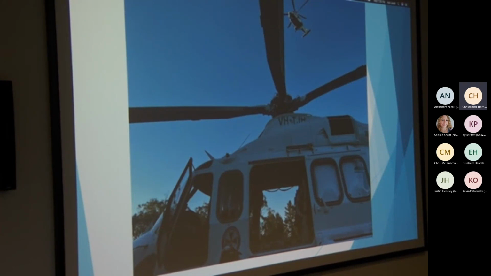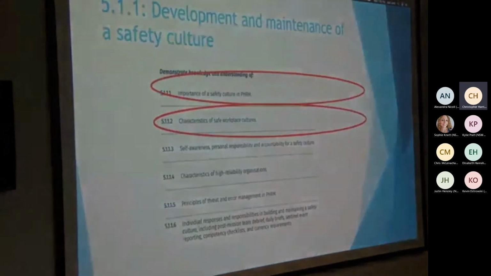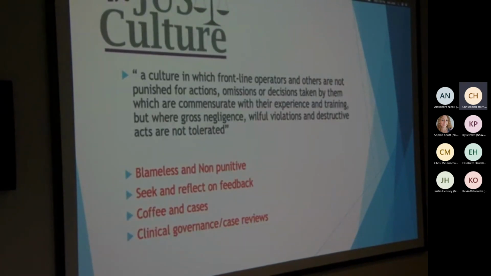Helicopter picture, just as a little break. And then this was touched on by our colleagues in the US earlier. So just the whole maintenance of your safety culture and your just culture. So just culture is a phrase which we've heard, which is important, I think, and it's good to know. But essentially, it's that blameless, non-punitive environment that we work in, a place where we can seek and reflect on our feedback.